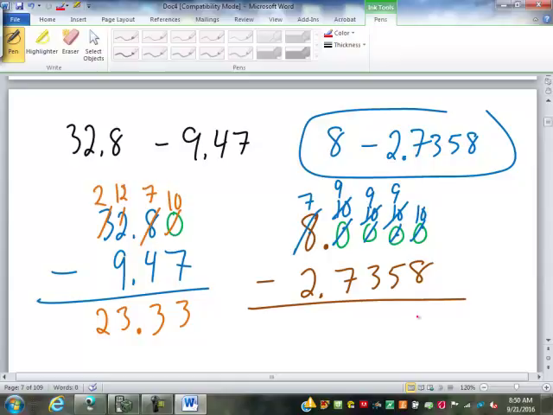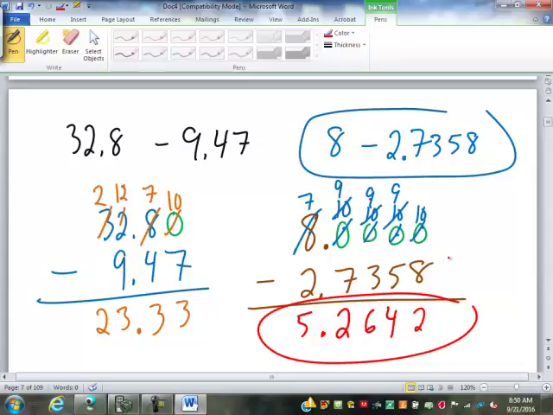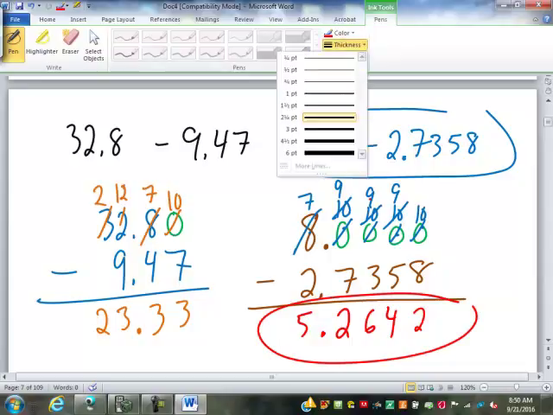So 10 minus 8 is 2. 9 minus 5 is 4. 9 minus 3 is 6. 9 minus 7 is 2. Bring down the decimal point. 7 minus 2 is 5. How many of you had 5.2642? Good deal.